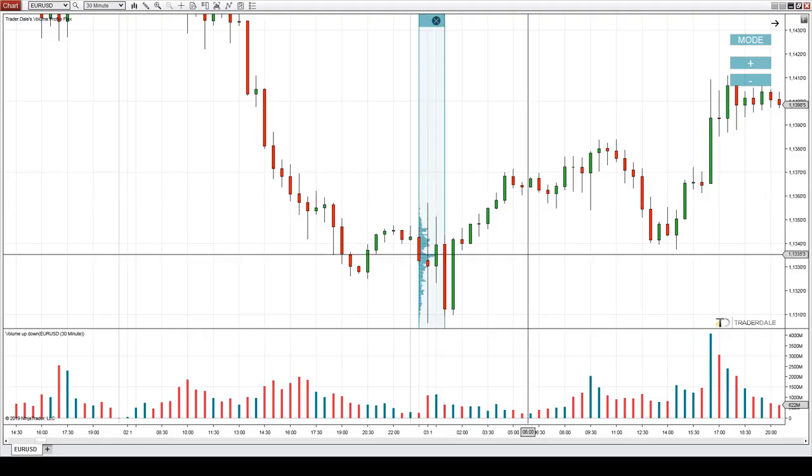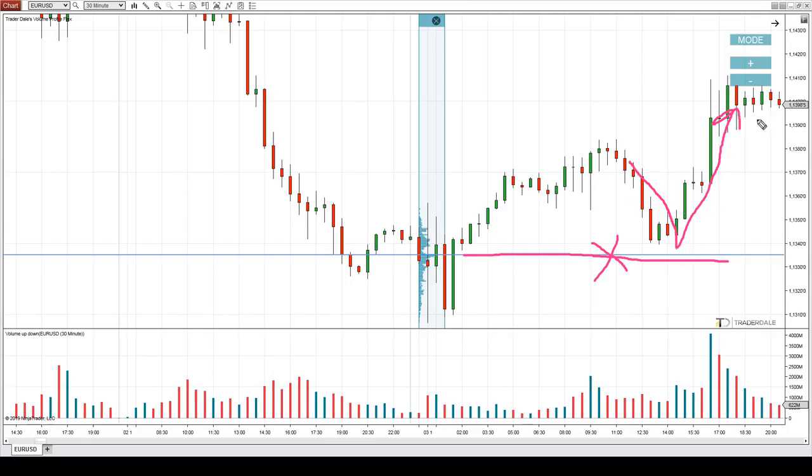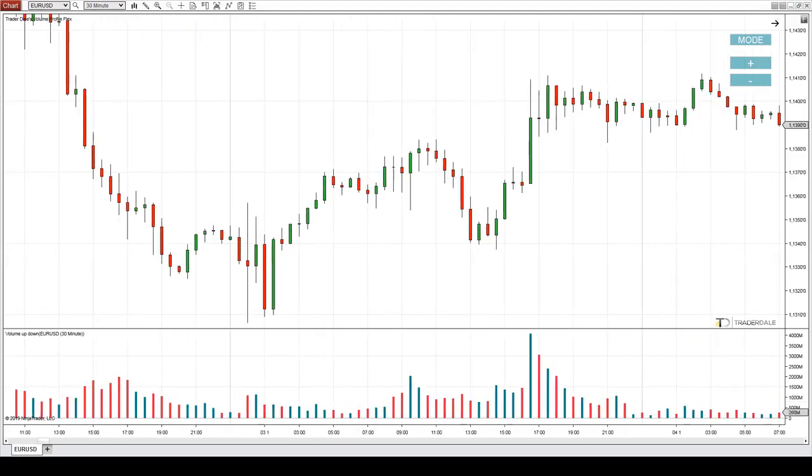In this case, the heaviest volumes are in here. As you can see, the price missed the level and made a reaction to it. So this level would get discarded because of this test, which came a little bit sooner. Next significant volume peak is in here.